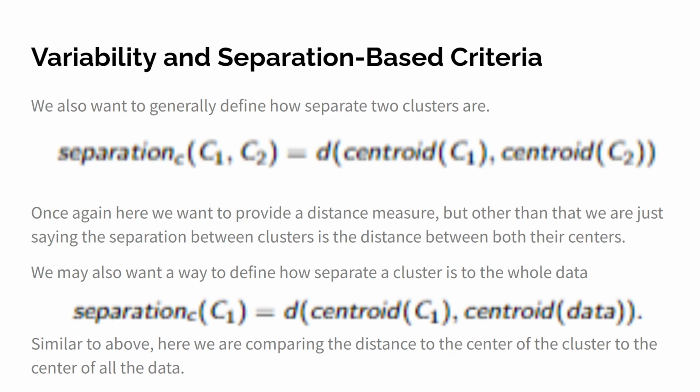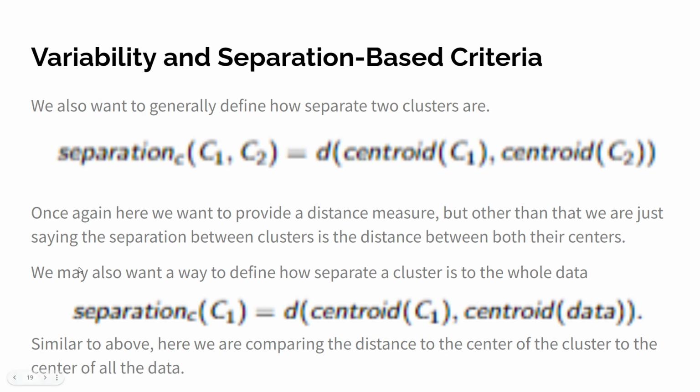And separation, like we said, is trying to define how separate two clusters are. The general formula is the separation of one cluster to another cluster under some distance measure, so this could be Euclidean distance. We're just taking the center of the first one to the center of the second one and calculating the distance between the two centers, and we're saying that's the separation. So we need to provide our distance measure, but other than that, the separation between clusters is the distance between both of their centers. And remember, the center is just the average of every element within the cluster.